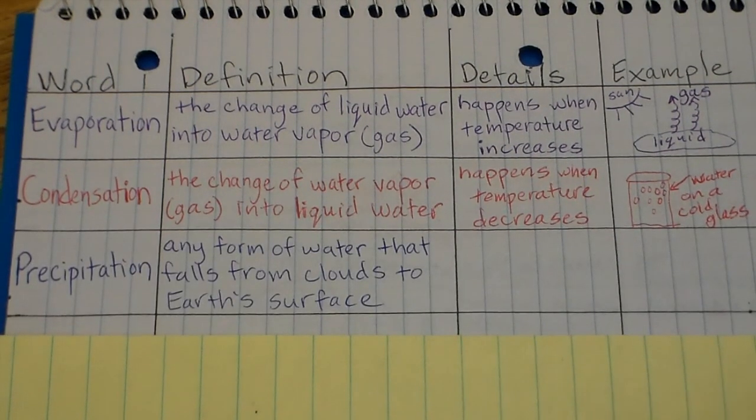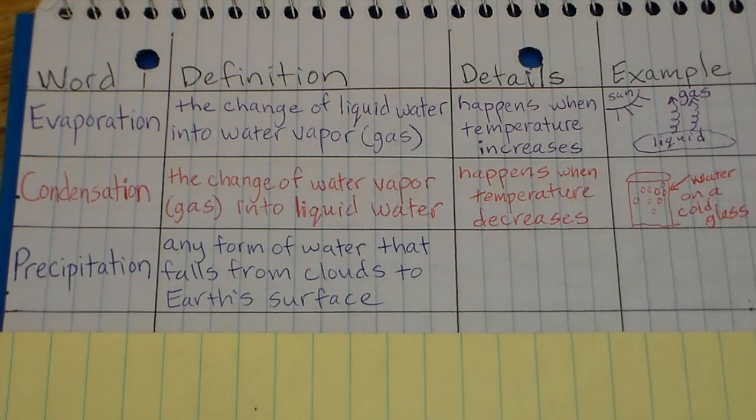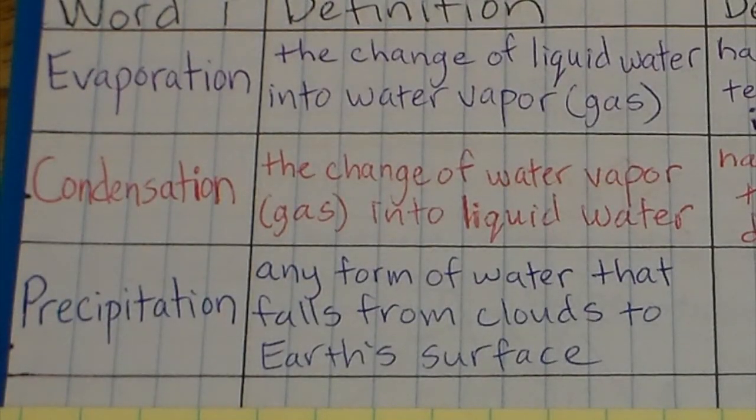And that last process is what's called precipitation. Precipitation means any form of water that falls from clouds to Earth's surface.